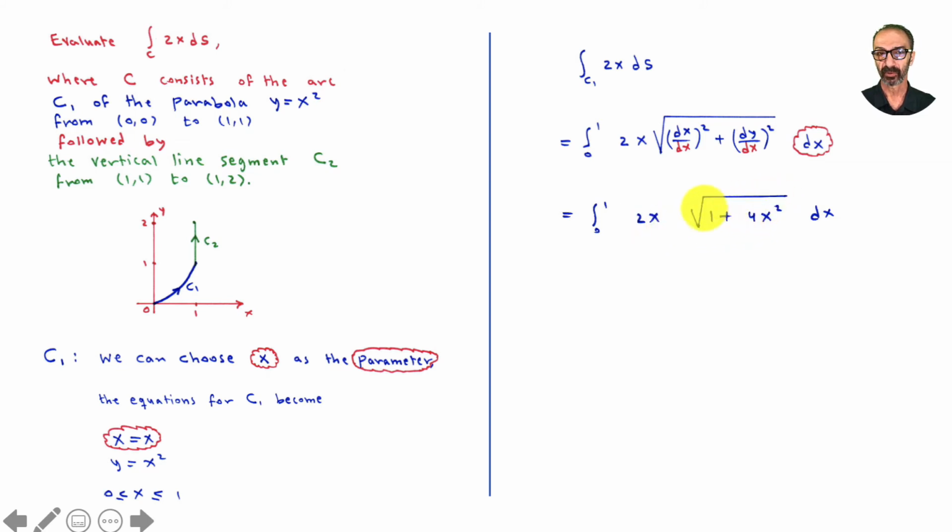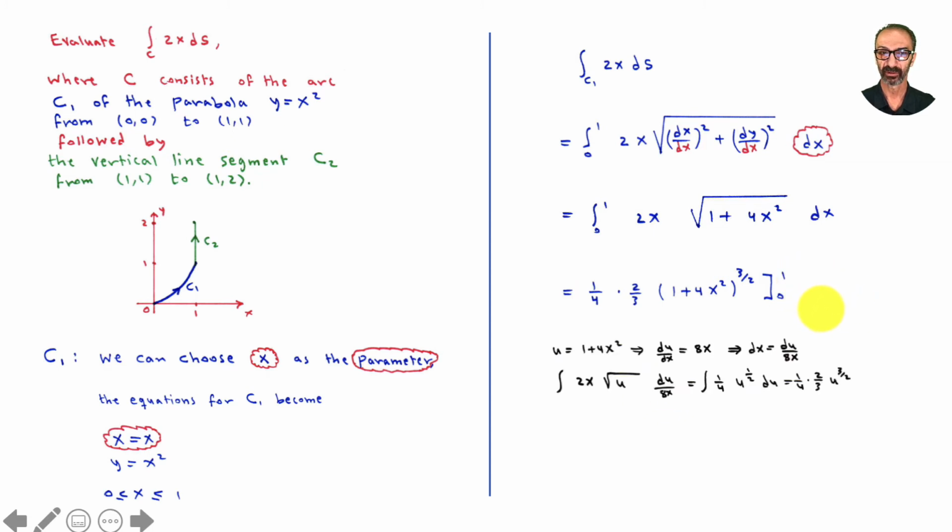Use u substitution right here. The derivative of u is 4x squared becomes 8x. So you need an 8 here, you have a 2. Simplify it. I get u to the half becomes u to the power 3 over 2 times 2/3, and that was adjusted by 1/4. Do the math, plug in the numbers. That's the u substitution if you need more details. And that's my answer. So that was for C1.